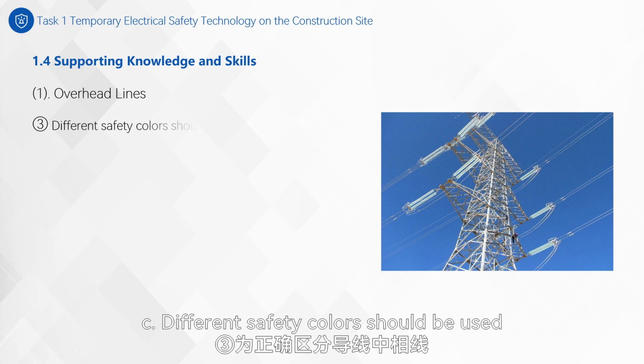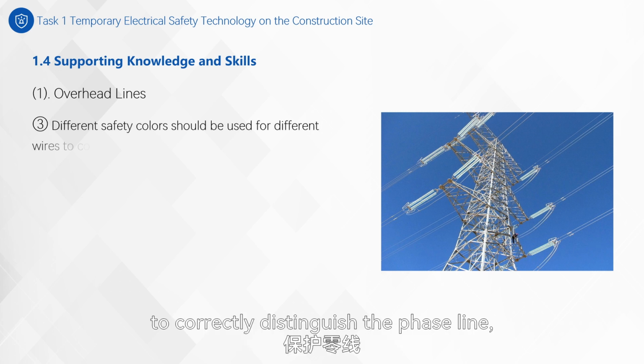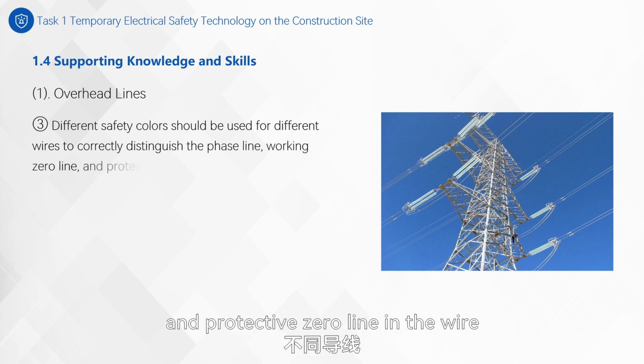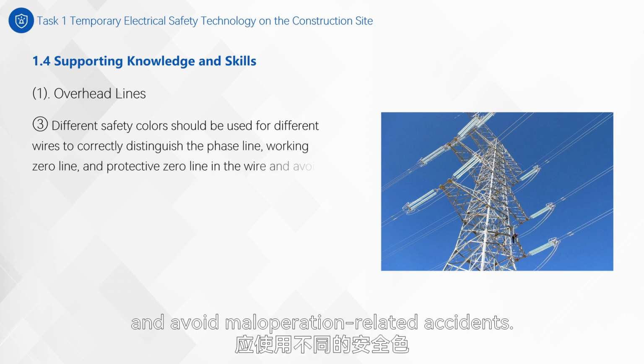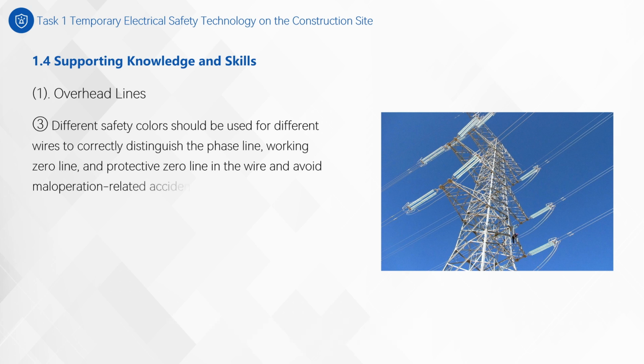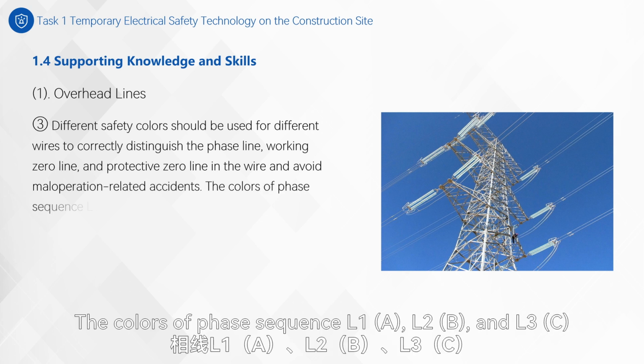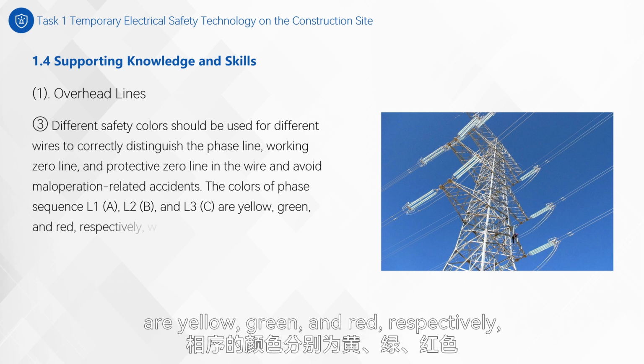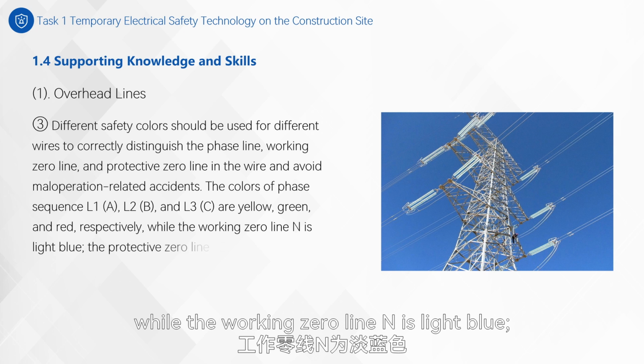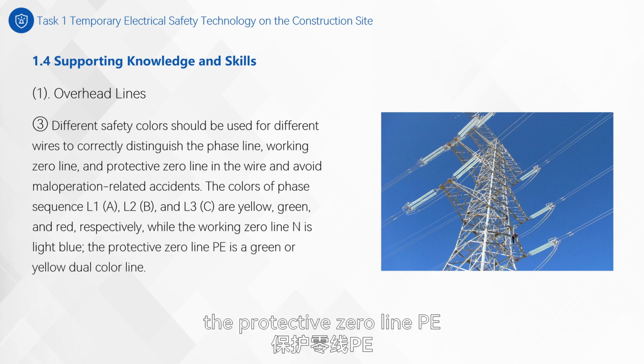Different safety colors should be used for different wires to correctly distinguish the phase line, working zero line, and protective zero line in the wire and avoid maloperation-related accidents. The colors of phase sequence L1A, L2B, and L3C are yellow, green, and red, respectively, while the working zero line N is light blue. The protective zero line PE is a green or yellow dual color line.